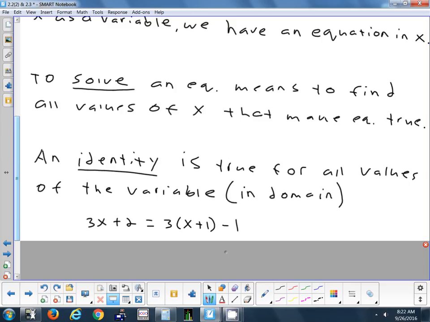Yeah, Zach? When you distribute and simplify it, it comes out to the same exact thing. As what? 3x plus 2. Yeah. What's on the left is 3x plus 2. What's on the right is really 3x plus 2. It's the same thing on the left and on the right. Okay, so basically when that happens, you have an identity. Pick any value you want for x, it always works.